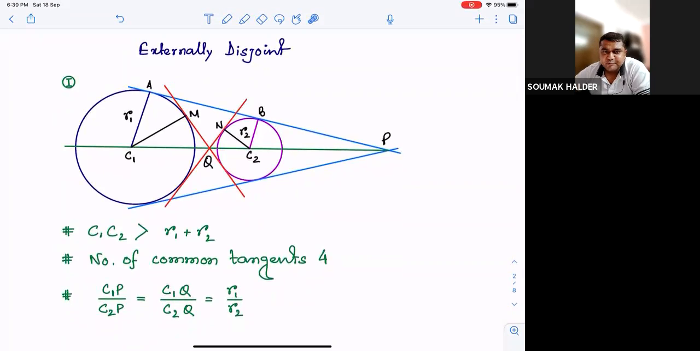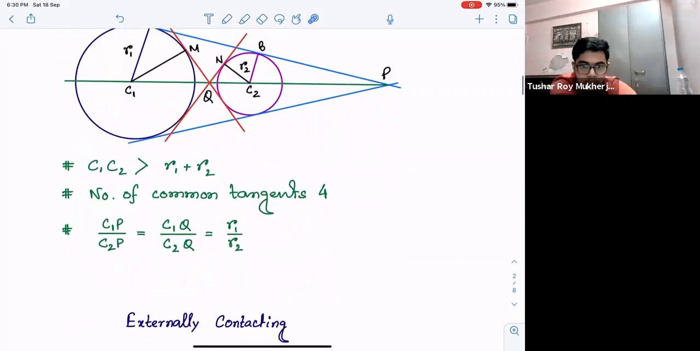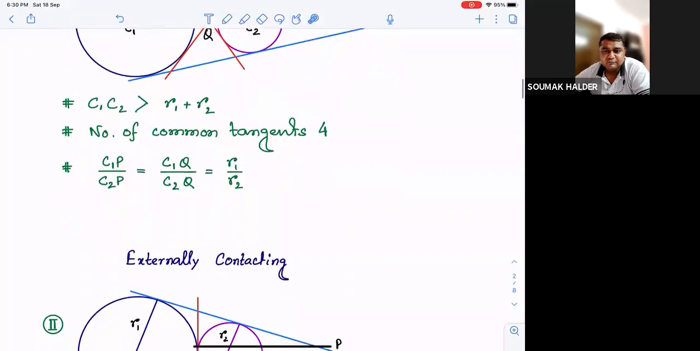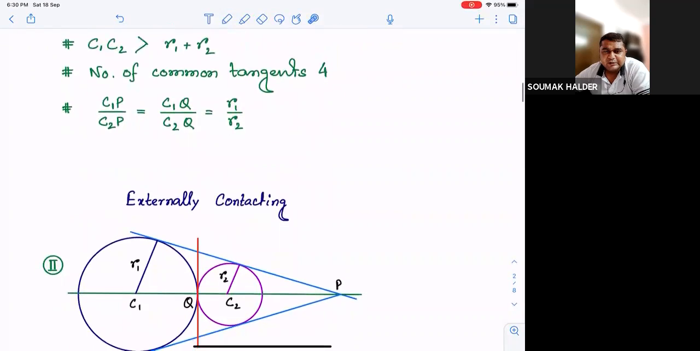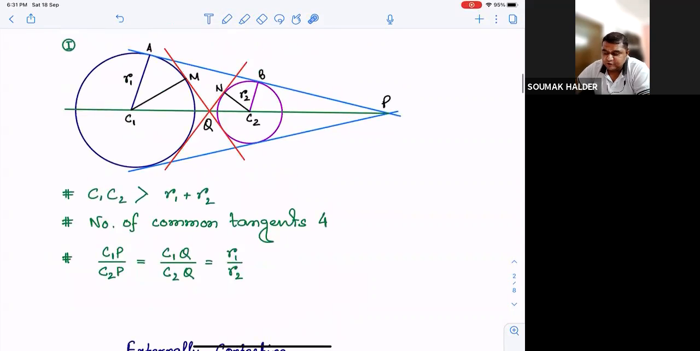Is this for conclusion making clear to all? Yes, sir. The next type of positioning we have considered externally contacting, means one common point but no common area. So we can think of it is the same reference as earlier one, but this time the 2 circles have come closer, and hence the angle between the transverse common tangent in this section it was approaching pi, and in this section it was gradually approaching 0.